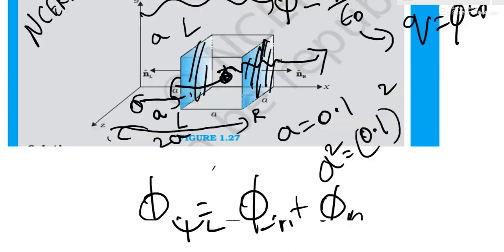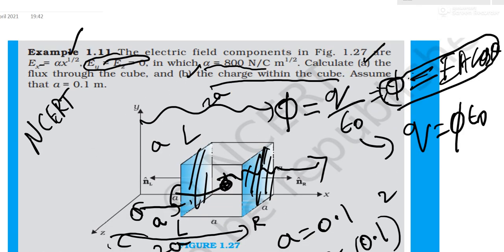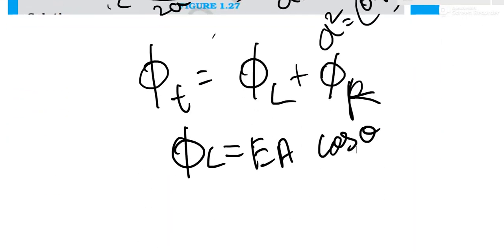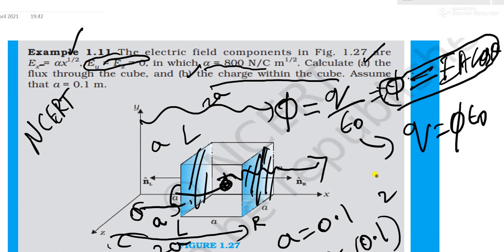Now we'll see what E is. E is given in the question. It's alpha times x to the power 1 by 2. So we take it as the electric field on the left side, and the area of one side is length into breadth, so the area of the cuboid face is a squared, times cos theta. The electric field will be in this direction, and the area vector will be in this direction.